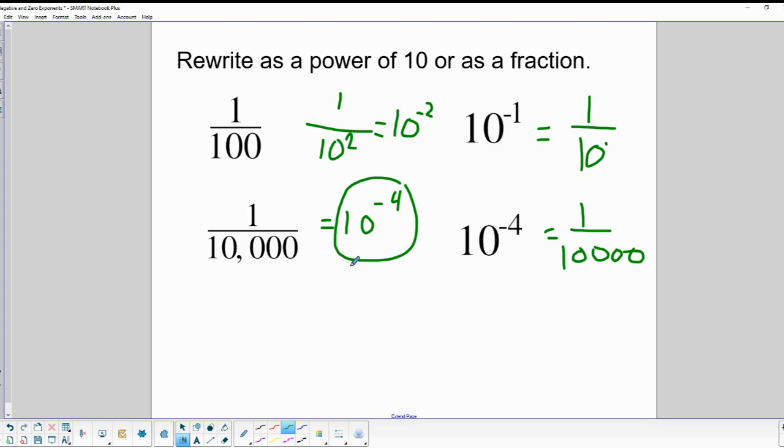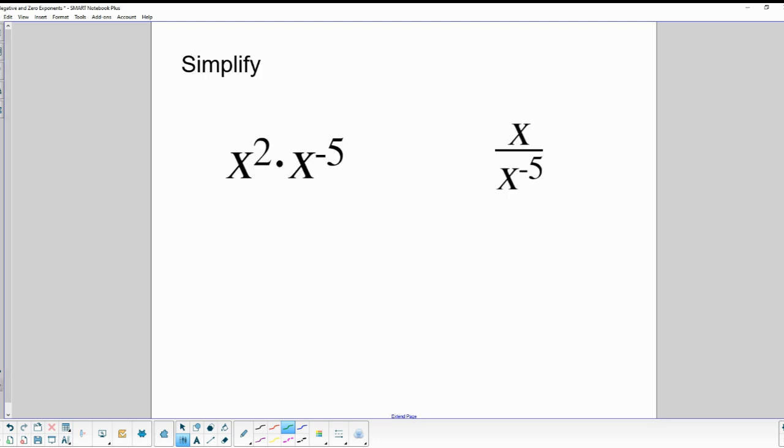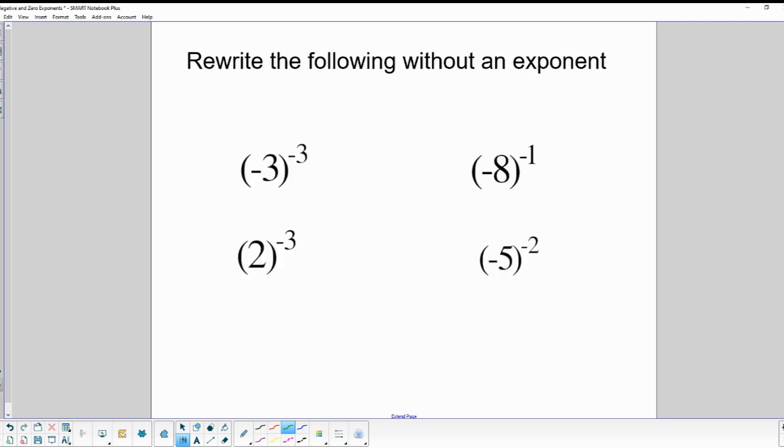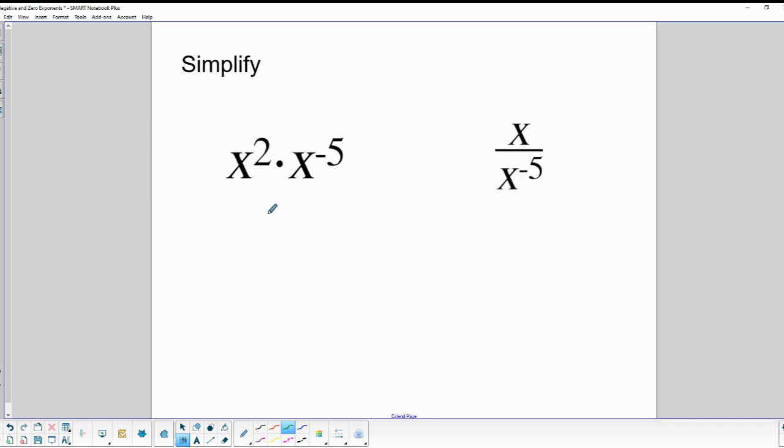Okay, looking kind of easy. I'm kind of liking this section, aren't you? Okay, let's see how many more we've got. We've still got a few more to go. We've got 3 more slides just to keep you going here.